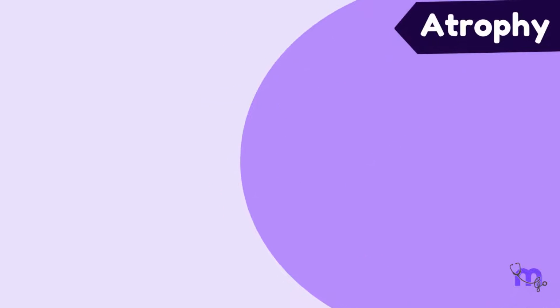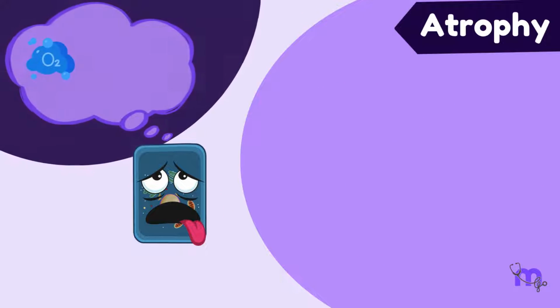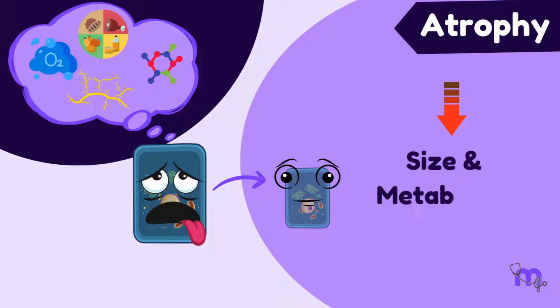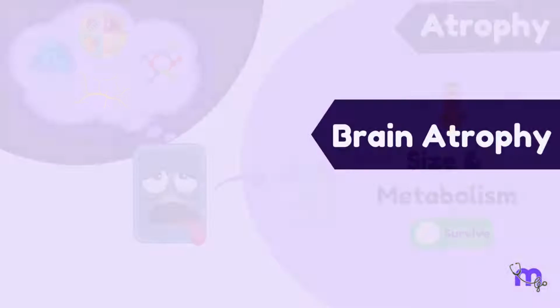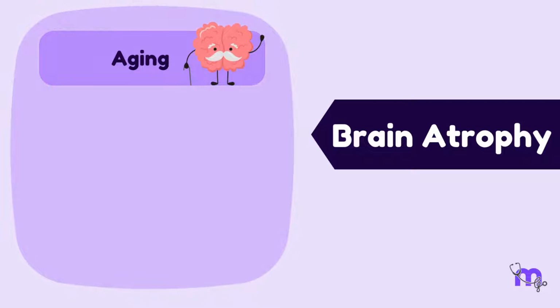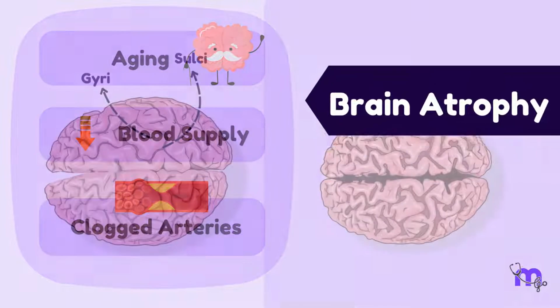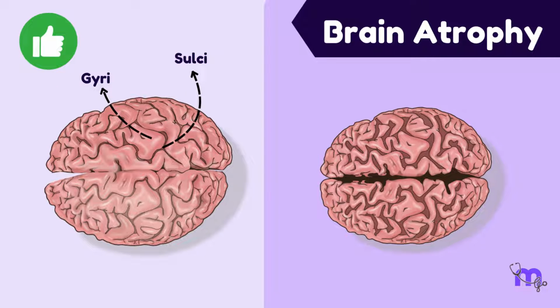Another mechanism of atrophy is when a cell is deprived of oxygen, nutrients, innervation, or hormones. The cell needs to survive this famine, so it decreases its size and its metabolic needs to survive. The brain undergoes atrophy due to aging and decreased blood supply, secondary to clogged arteries. The picture on the left is of a normal brain. The picture on the right shows loss of brain substance, evidenced by narrow gyri and widened sulci.